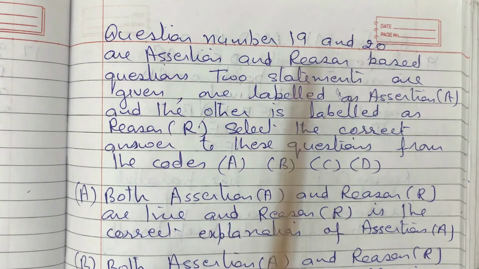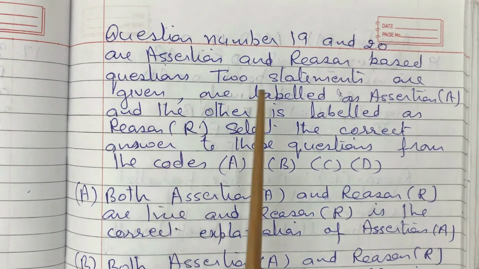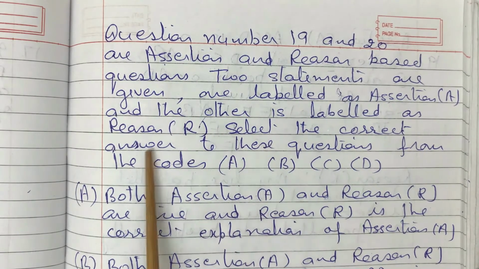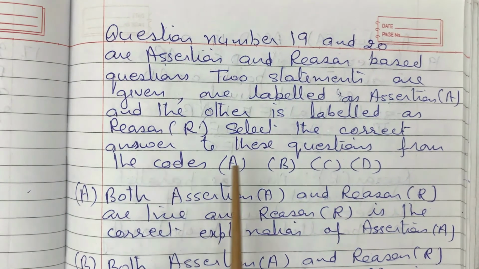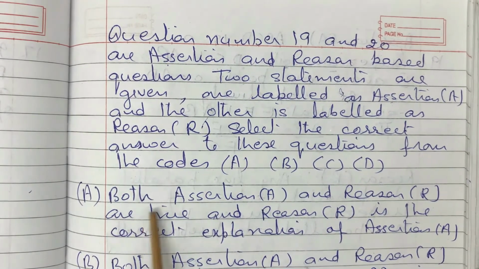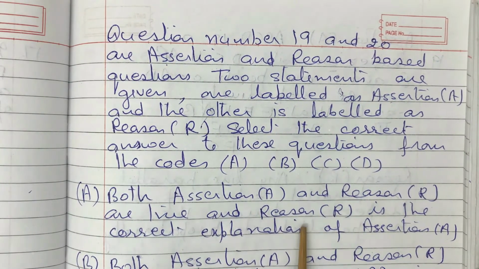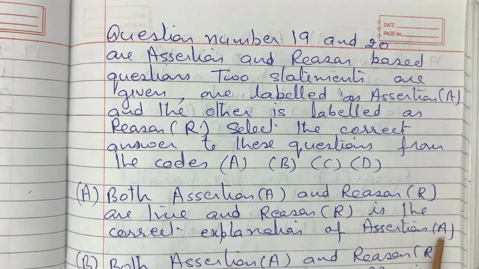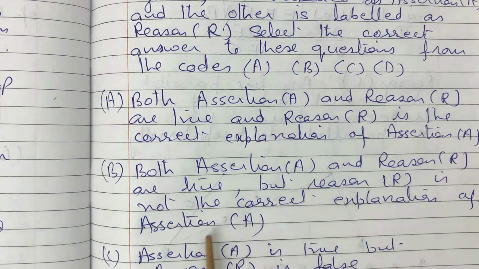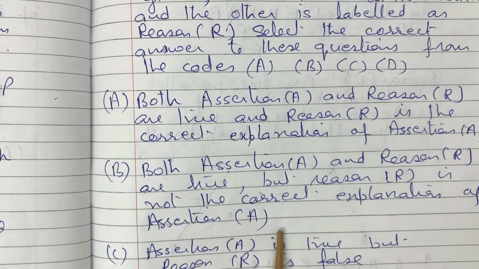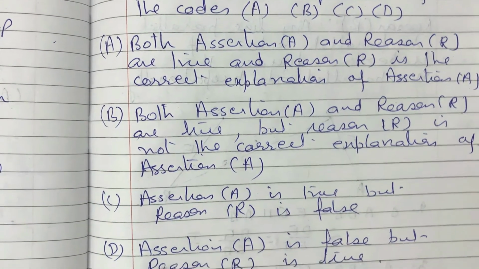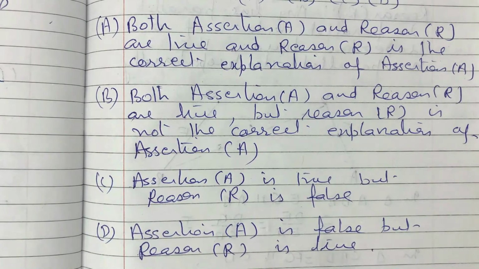Question number 19 and 20 are assertion and reason based questions. Two statements are given, one labeled as assertion A and the other is labeled as reason R. Select the correct answer to these questions from the codes A, B, C, D. Code A. Both assertion A and reason R are true, and reason R is the correct explanation of assertion A. B. Both assertion A and reason R are true, but reason R is not the correct explanation of assertion A. C. Assertion A is true, but reason R is false. And D. Assertion A is false, but reason R is true.